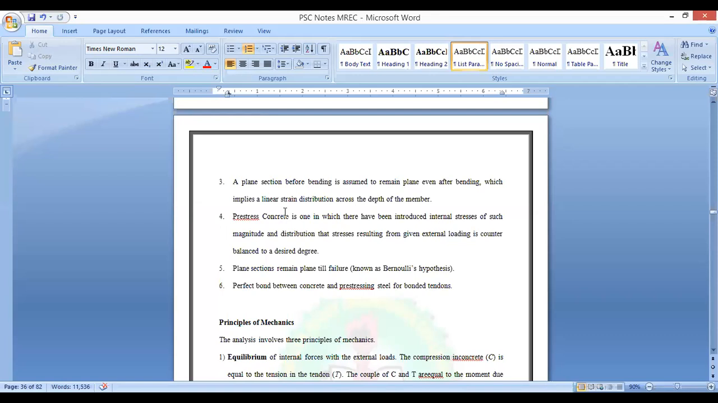And the next one: prestressed concrete is one in which internal stresses have been introduced, of such magnitude and distribution that the stresses resulting from a given external loading are counterbalanced to a desired degree. What do you mean by that? For example, how much prestressing force are you going to apply on the member?